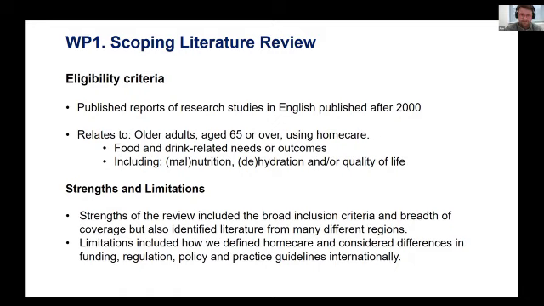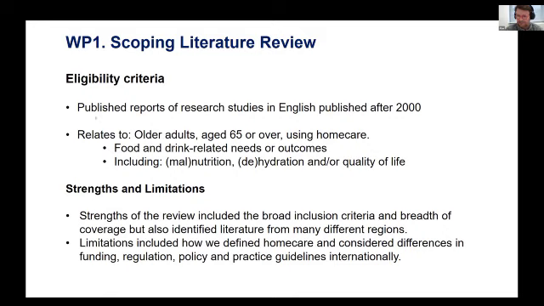So talking about some of the strengths and limitations, the strengths of the scoping review really included its broad inclusion criteria and use of multiple databases to cover the literature from different academic disciplines. The identified literature included studies from many different regions, which were really easy to spot straight away. A potential limitation is, however, the diversity of home care internationally. So broadening our search in that way gave us this unanticipated extra aspect to deal with.